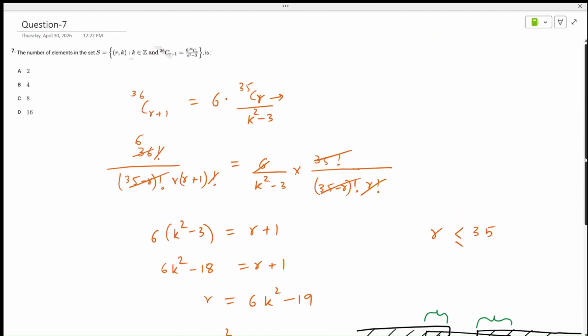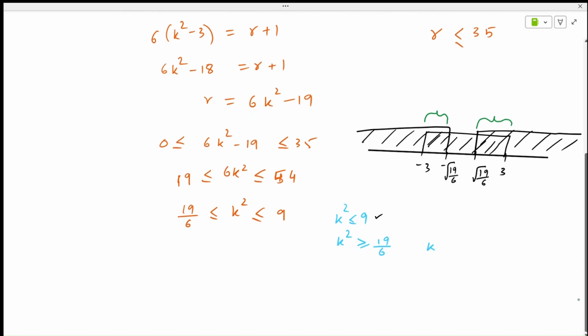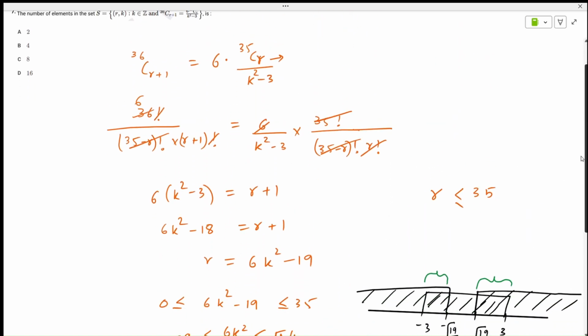So k belongs to minus 3 to minus root 19 by 6, union root 19 by 6 to 3. And there is a condition that k should be an integer.